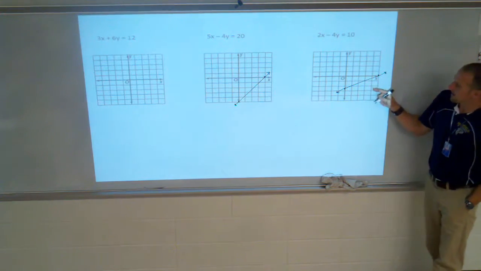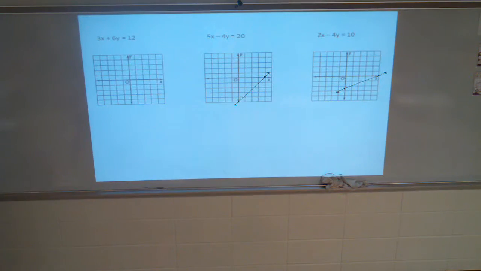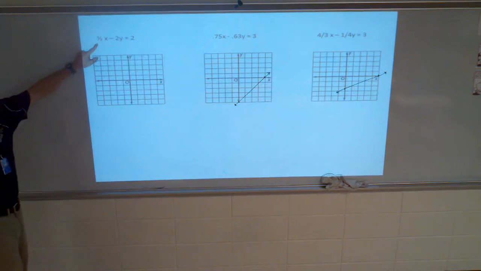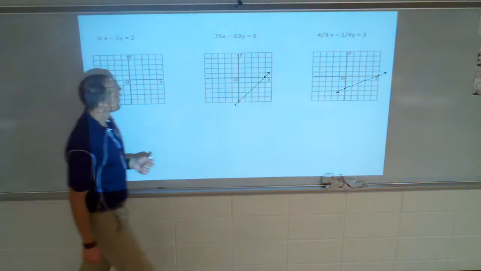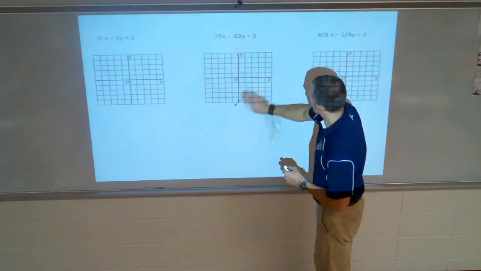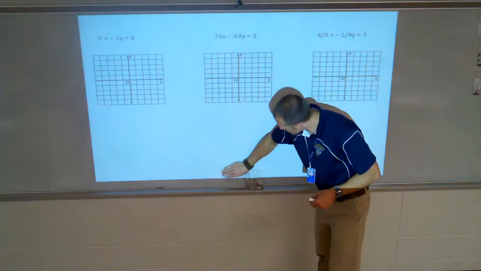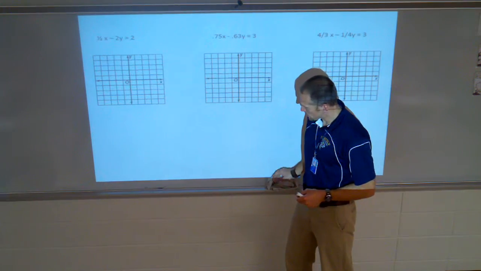Make sure you draw an arrow at each end of your line. Okay. Now, let's do a harder one. Let's do this one right here. What one? The first one.